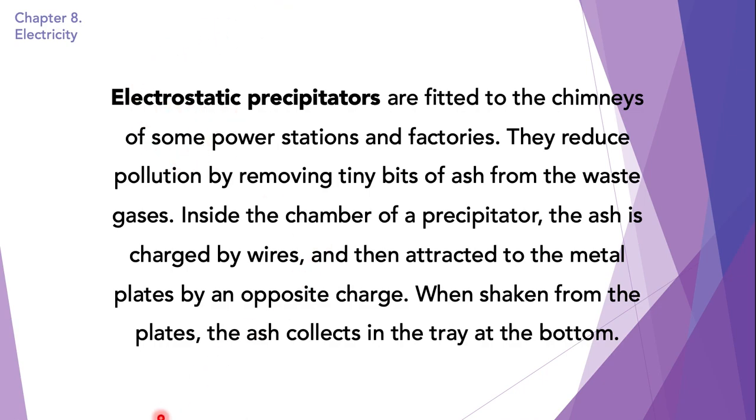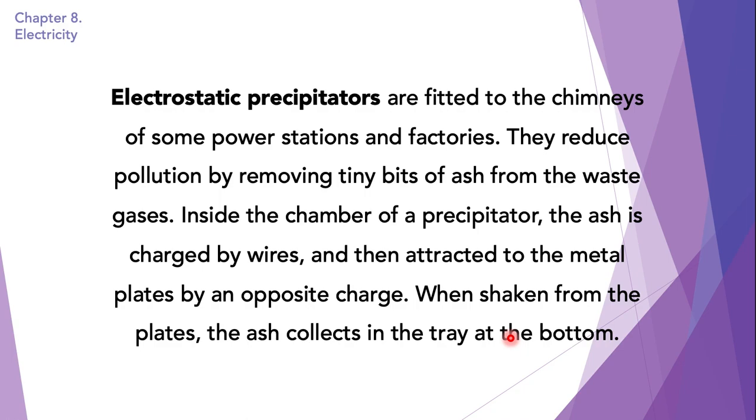Well, let's look at it in more detail. Electrostatic precipitators are fitted to the chimneys of some power stations and factories. So they reduce pollution by removing tiny bits of ash from the waste gases. So basically they clean the gas. The waste gases are sent out from the chimneys, so to reduce pollution, the bits of ash from the waste are removed. Now let's look at how an electrostatic precipitator works. Inside the chamber of a precipitator, the ash is charged by wires and then attracted to the metal plates by an opposite charge. When shaken from the plates, the ash collects in the tray at the bottom.